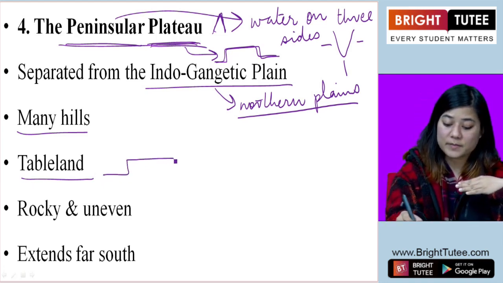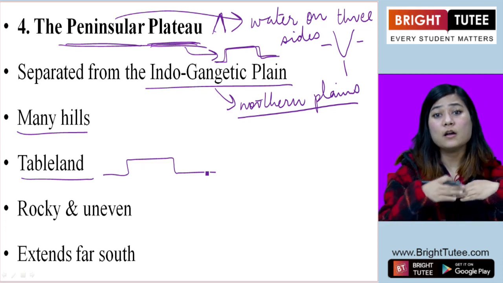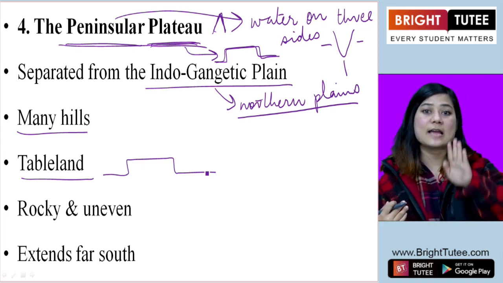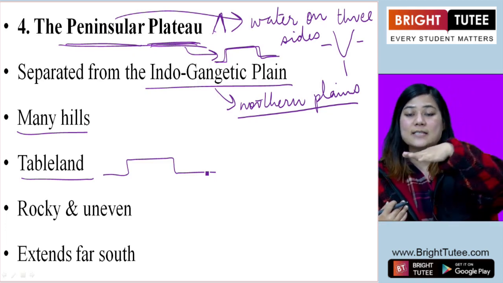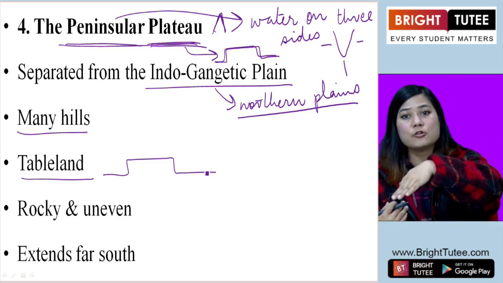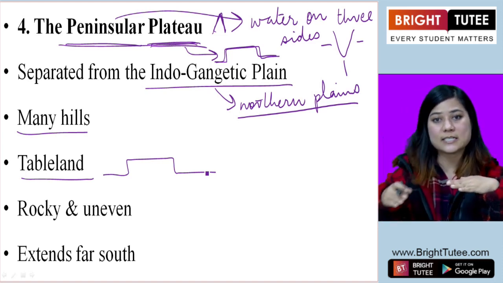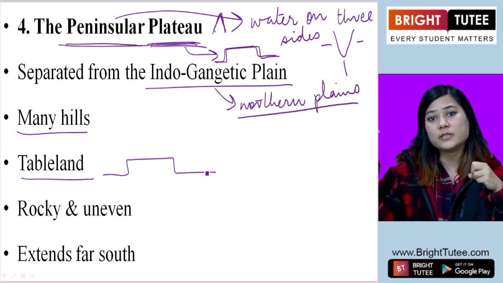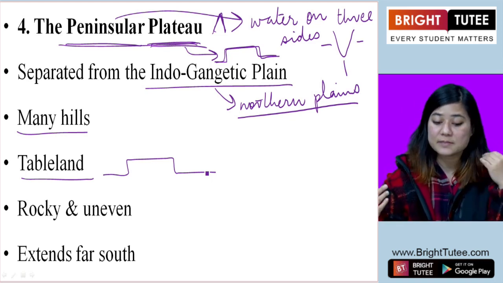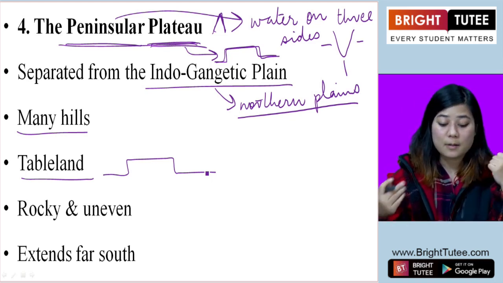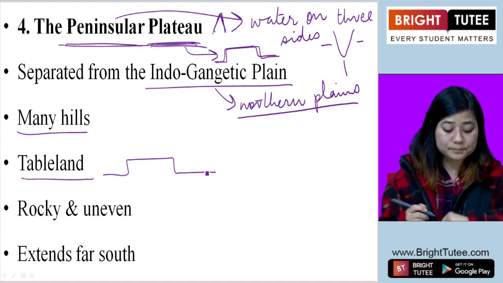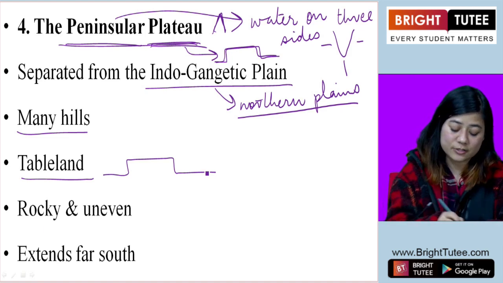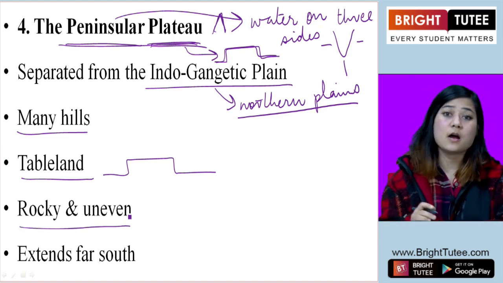The land formation here looks like a table. So you go straight and then suddenly you see the rise of the landmass, flat at the top, and then it slopes and decreases in height again. These kinds of land formations, along with many small hills, can be seen in the peninsular part of our country. Now the region of the Peninsula Plateau is quite rocky and uneven.